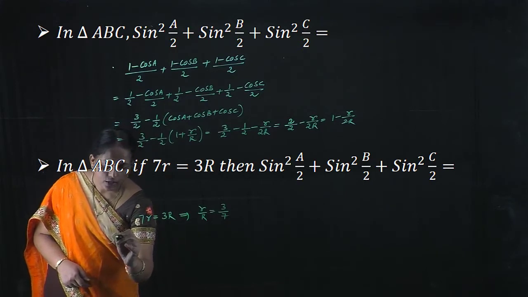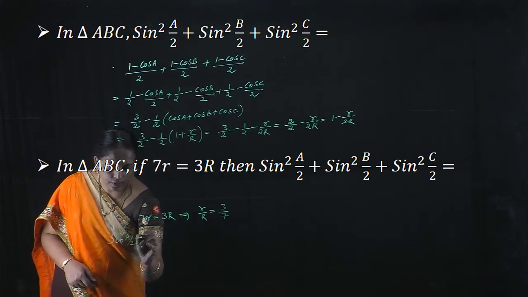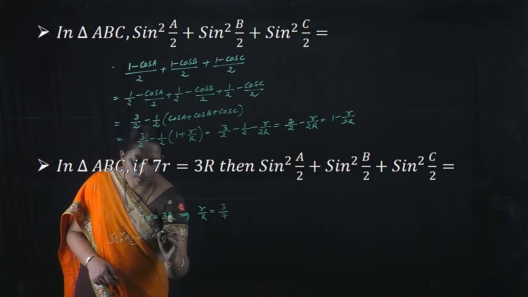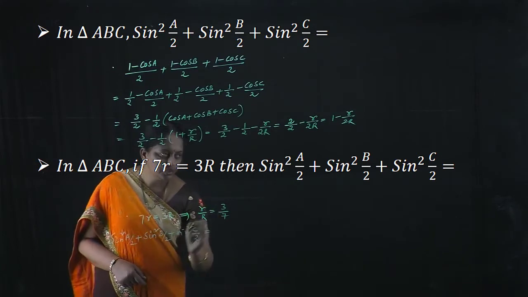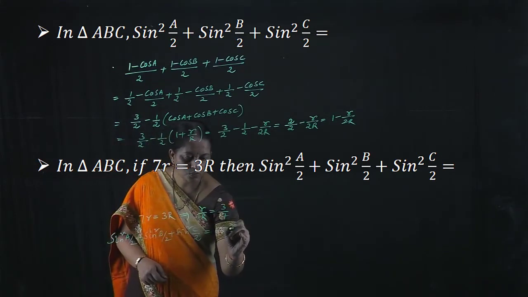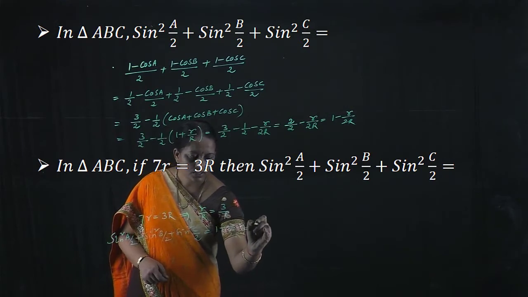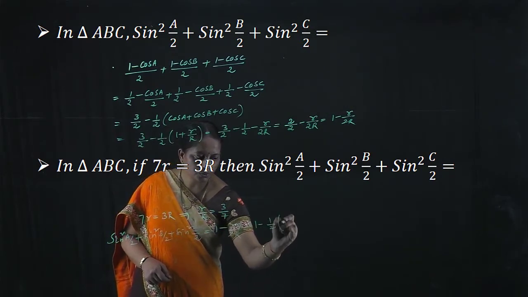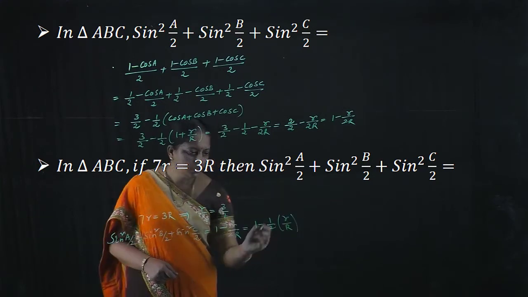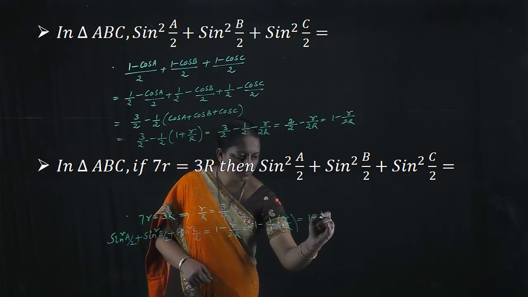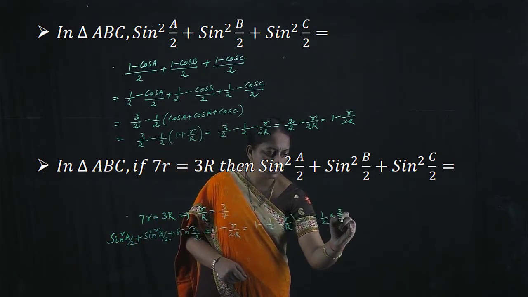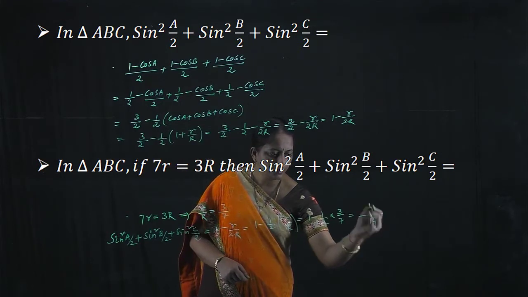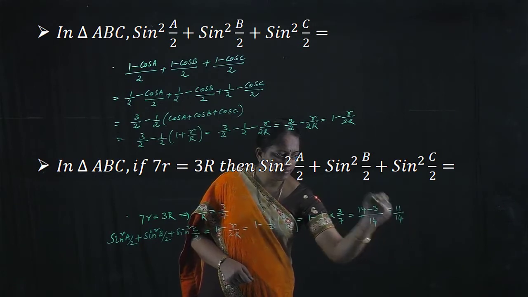Now consider sin square A by 2 plus sin square B by 2 plus sin square C by 2. We already derived that this is equal to 1 minus small r by 2 into capital R. This is equal to 1 minus 1 by 2 into small r by capital R, which is 1 minus 1 by 2 into 3 by 7. Consider the LCM as 14. In the numerator we get 14 minus 3, that is equal to 11 by 14.